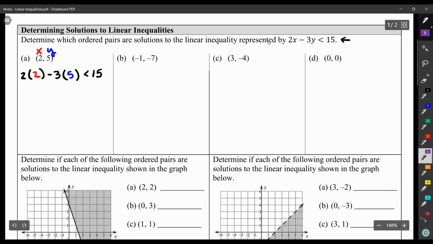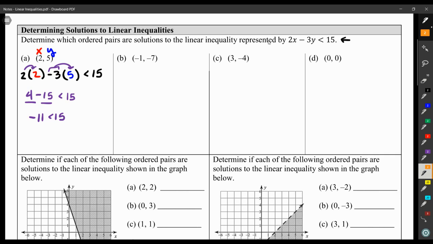We're going to simplify this to get an inequality statement. 2 times 2 makes 4. Then negative 3 times 5 makes negative 15, less than 15. 4 minus 15 makes negative 11. Now I see what I ended up with. If it's a true statement, then yes, the coordinate is a solution. If it's a false statement, then that coordinate is not a solution. Negative 11 is less than 15, so this is a true statement. Because this is true, yes, (2, 5) is a solution.